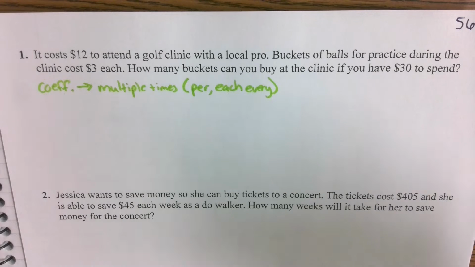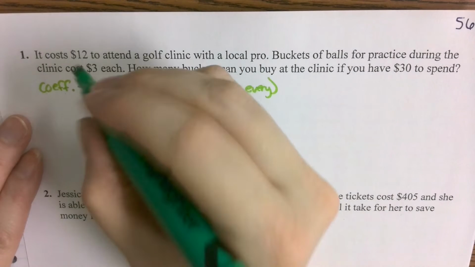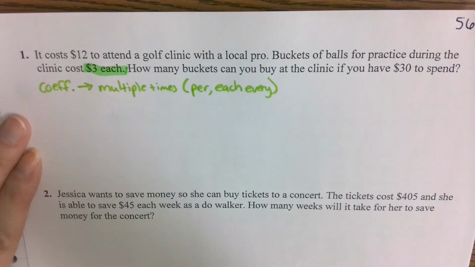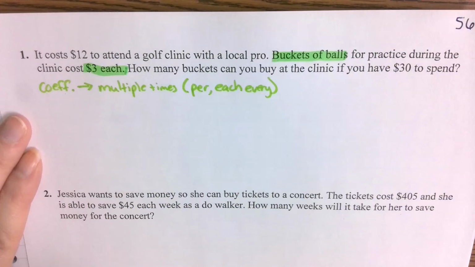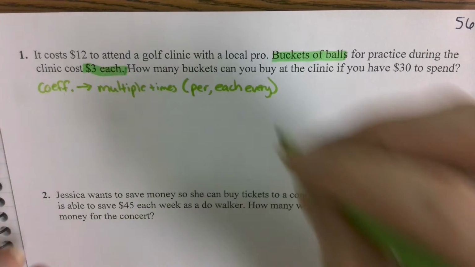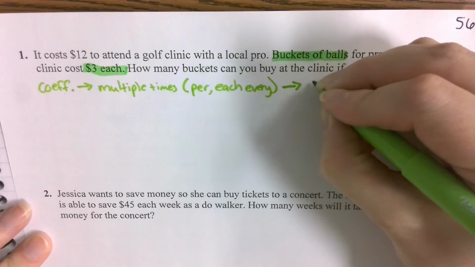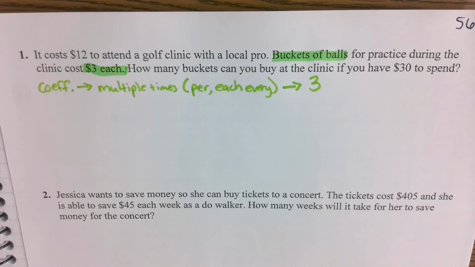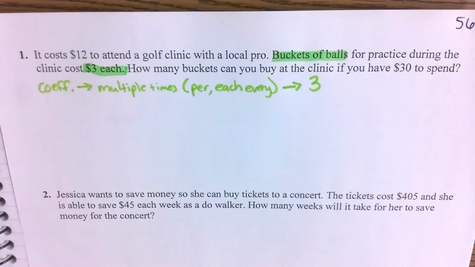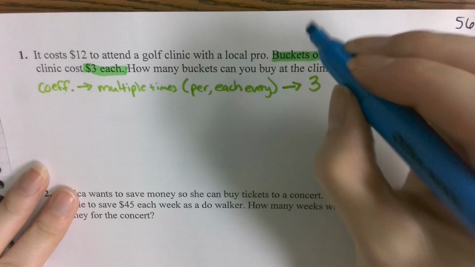Amaya? 3. We see that it's going to cost $3 each, right? The bucket of balls is $3 each. So there's my coefficient, 3. And again, it's $3 each bucket, right? It's going to be $3 for each bucket.